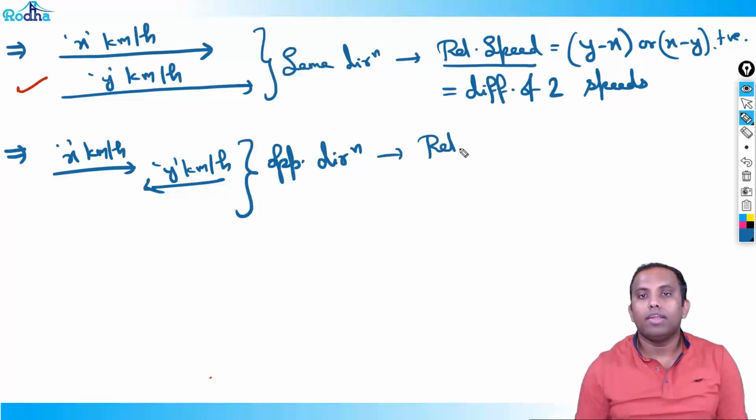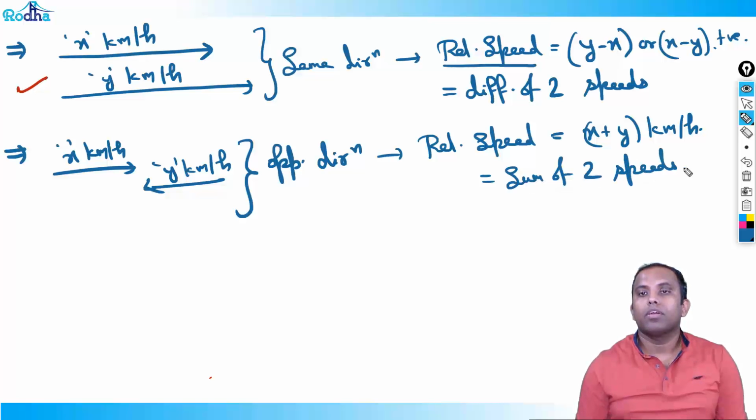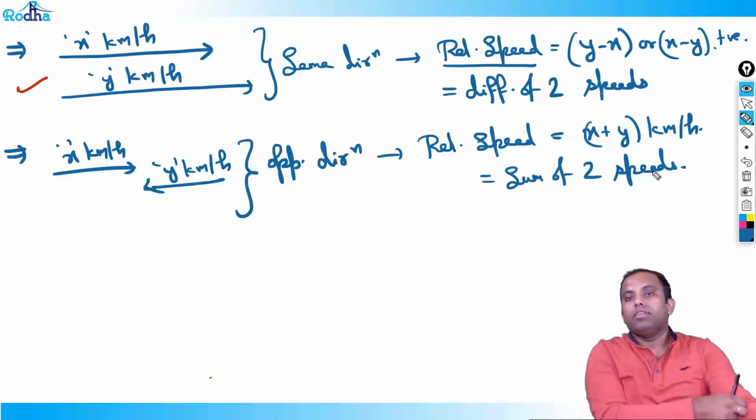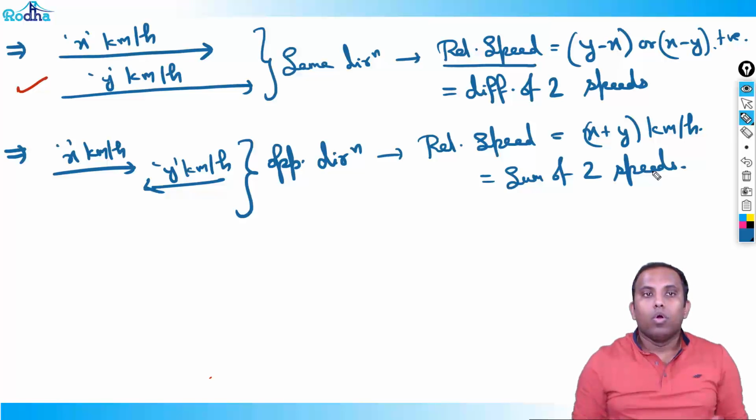So relative speed is x plus y kilometer per hour, right? That is the sum of two speeds. That is the relative speed. Okay, so this is the whole concept behind it, right?